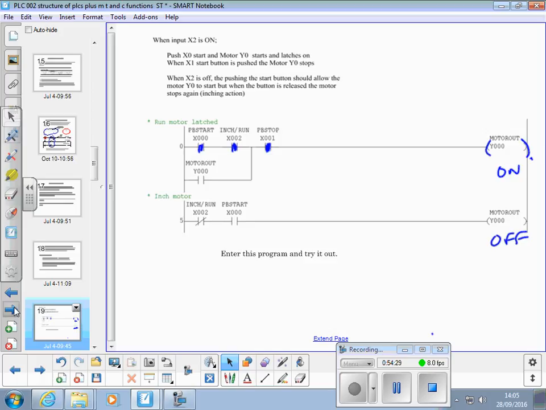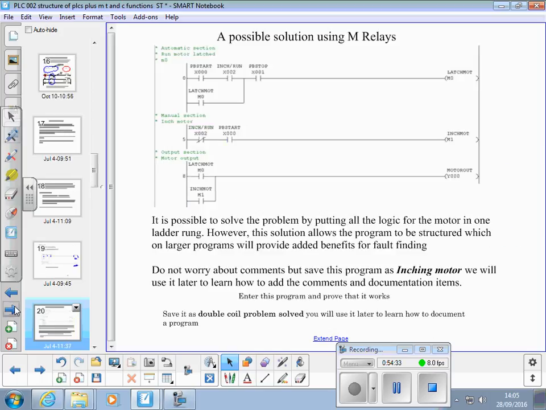Yeah? So the way round that situation, or one way round it, is to use an M relay for each of the two functions. That line is the stop-start, turning on M0. This line is the inch line, turning on M1. And then we just use the ORed M0 or M1 to run the motor. And you've avoided the double coil.